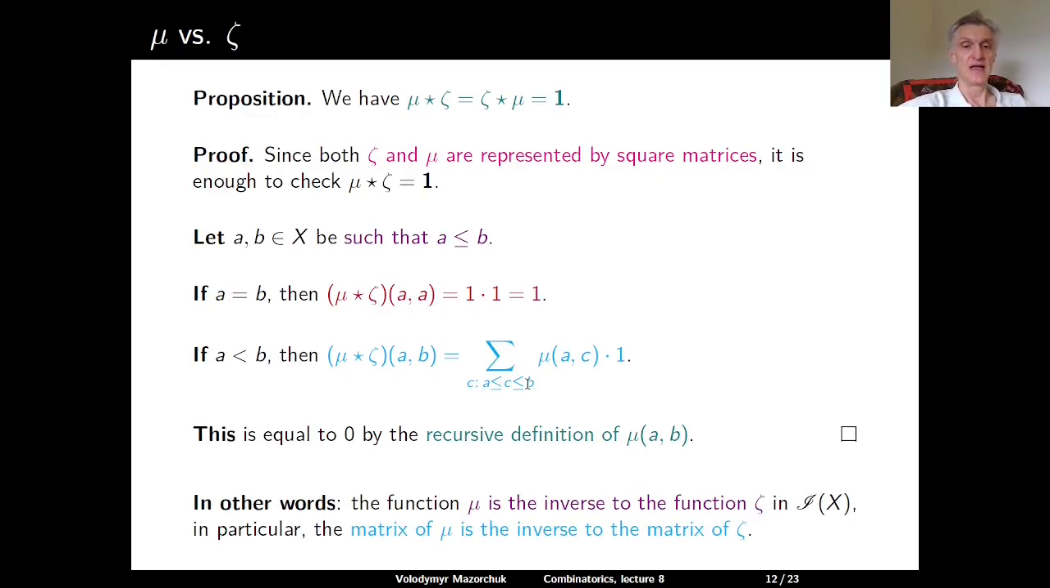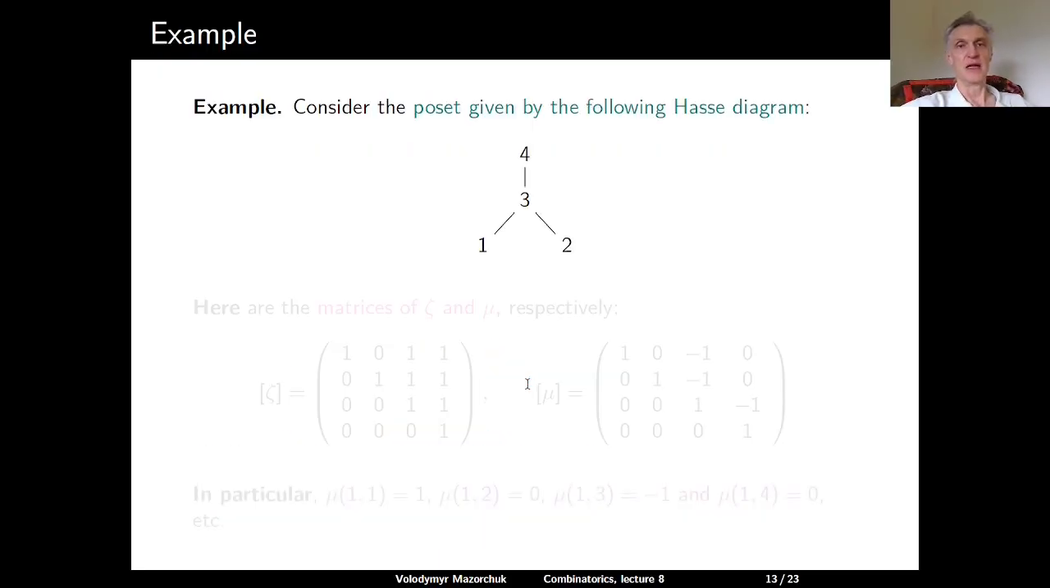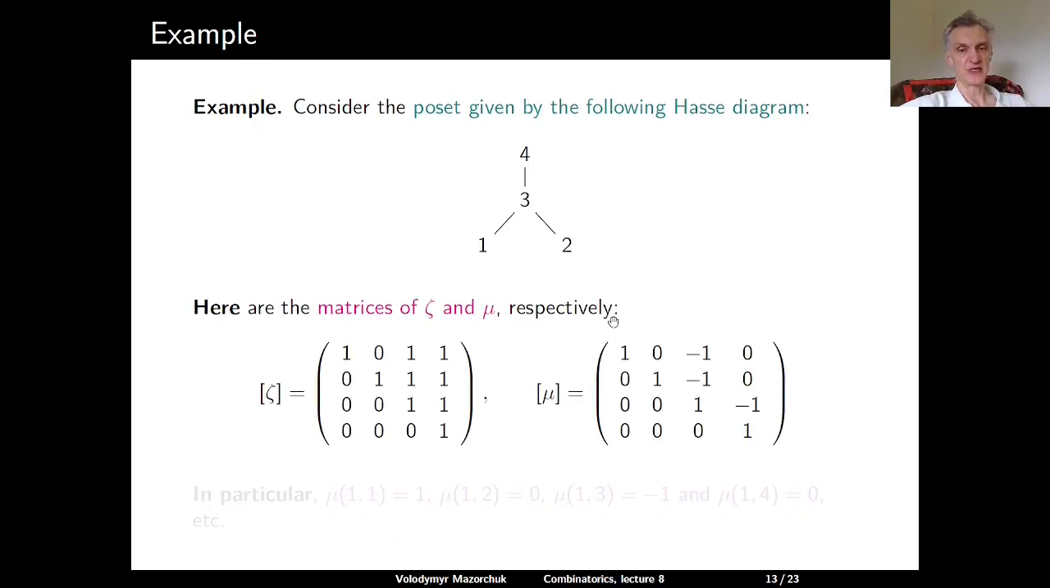In other words, the function mu is indeed the inverse to the function zeta in the incidence algebra. And the matrix of mu then, of course, is the inverse to the matrix of zeta. Here is an example. Consider the poset given by the following Hasse diagram. So we have 1 and 2 at the bottom, then 3 which covers both 1 and 2, and then 4 which covers 3. So here are the matrices for zeta and mu respectively.